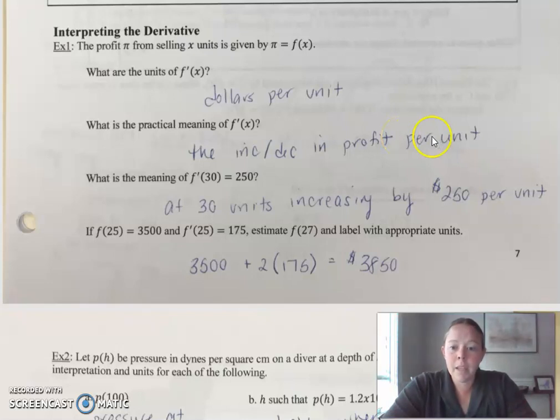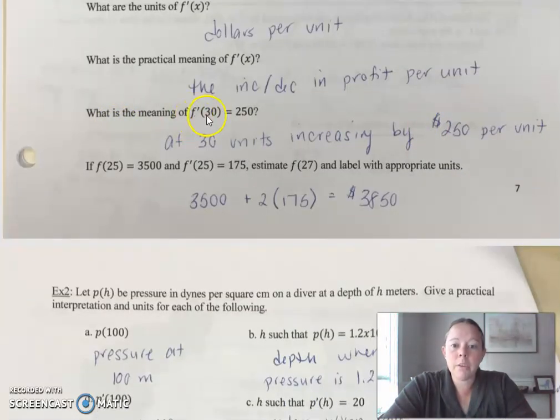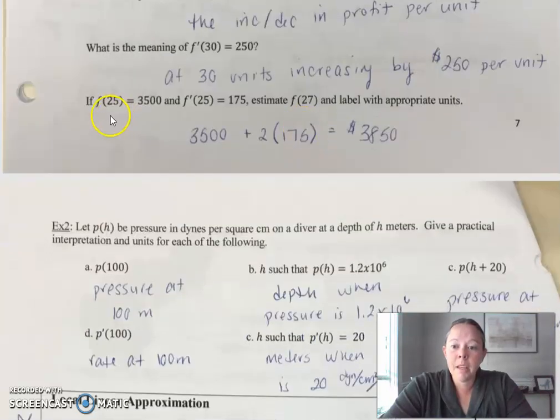And then what is the meaning of, okay, so this is what's new, f prime of 30 equals 250. So what is that? Well, this is the derivative at 30. This is the instantaneous rate of change when x is 30. So at 30 units, we notice that it's positive, so we're increasing by $250 per unit. Okay. And then if f of 25 is 3,500, the derivative at 25 is 175, estimate f of 27.